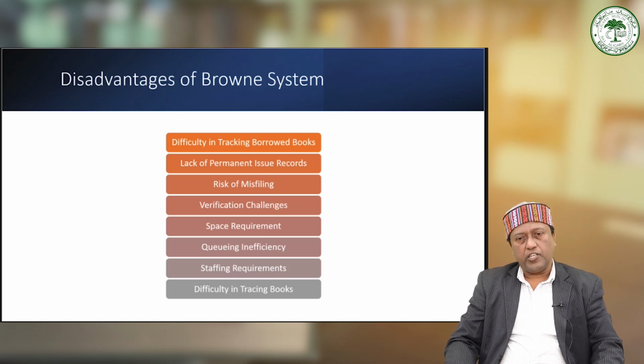Number three, verification challenges. If a wrong book card is inserted in the reader's book pocket, it becomes difficult to verify which book has been issued to a particular patron. This is always there.